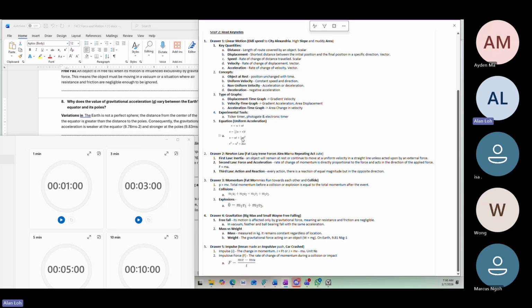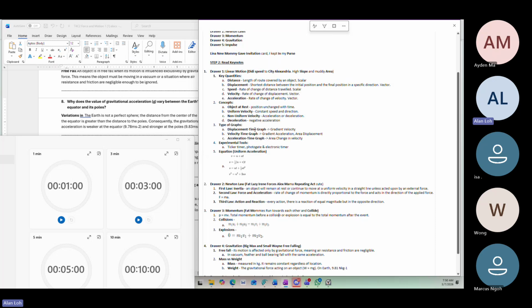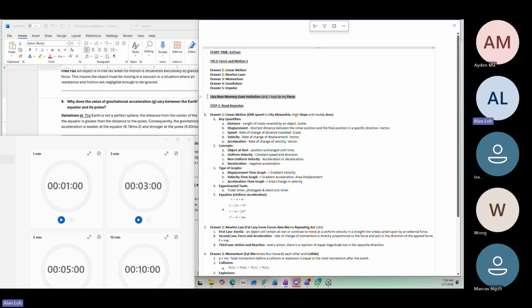At the very least, you can tell them there are 5 very important points that you need to know in this chapter: linear motions, Newton's laws, momentum, gravitations, and impulse. And how do you know this? How can you remember this? You can remember this easily with this simple story, right?